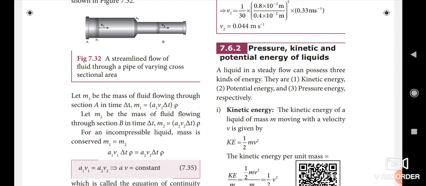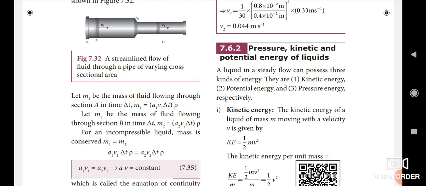The time is denoted as del t, so M1 is equal to A1 V1 del t rho. Why do we put A1 V1 del t rho here? A1 is the cross-sectional area of A, V1 is the velocity at that particular area, del t is the particular time, and rho is the density of water.